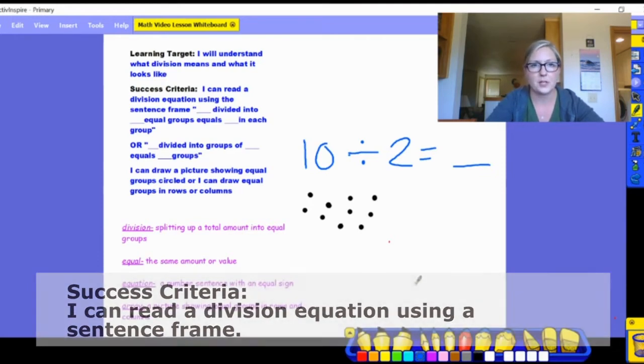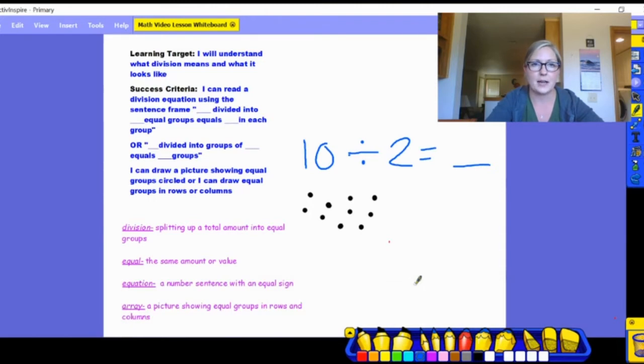So for example, looking at an equation and reading it as blank divided into blank equal groups equals, and then the answer, which represents how many are in each group. Or another sentence frame you can use to read a division equation would be blank divided into groups of blank equals blank groups. So in that case, we would be finding the number of groups. And we'll talk a little bit more about what the numbers in a division equation can mean, what they represent.